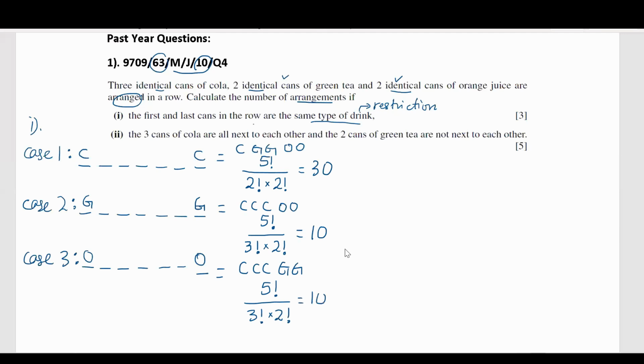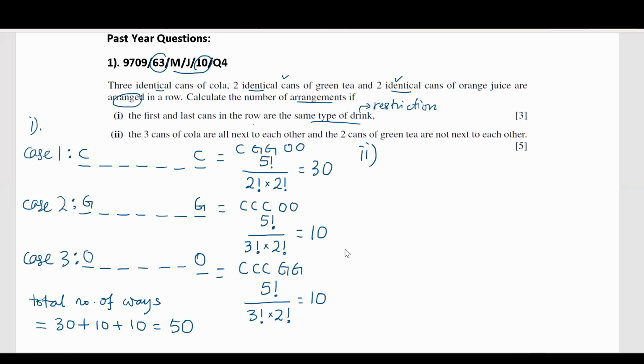It's going to be 10. So when we consider the number of arrangements in different cases, what you do is sum them up. All right. So we are looking for the total number of different arrangements, total number of ways. We sum up the number of ways found in case 1, case 2 and case 3. So in total, there are 50 different arrangements for part 1. All right. Now we move on to part 2.